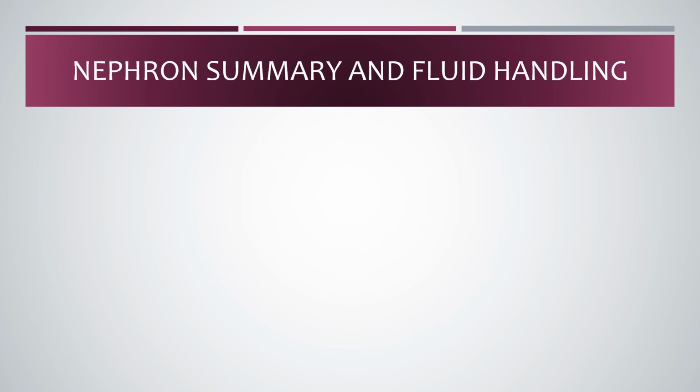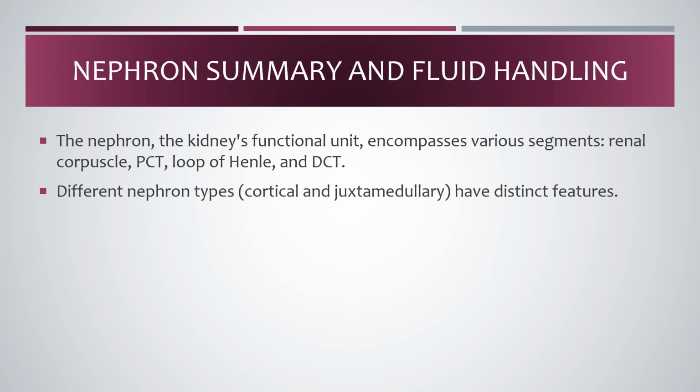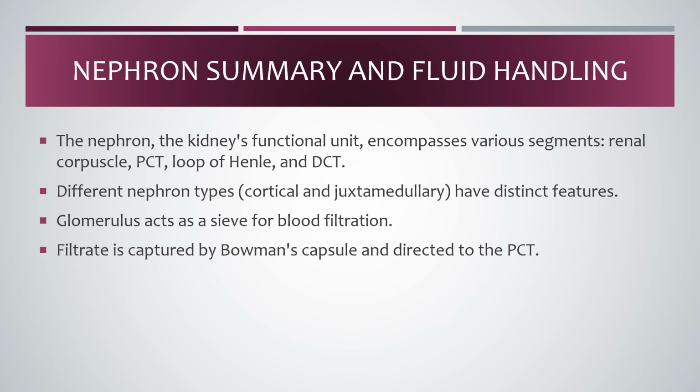Nephron summary and fluid handling. The nephron, the functional unit of the kidney, encompasses the renal corpuscle, PCT, loop of Henle, and DCT. While cortical nephrons feature shorter Henle loops, juxtamedullary nephrons boast extended loops reaching into the medulla. The glomerulus acts as a sieve, filtering blood based on particle size. The resultant filtrate is captured by Bowman's capsule and directed toward the PCT.